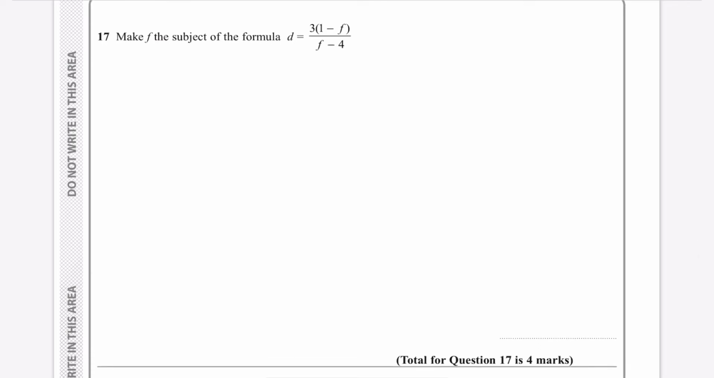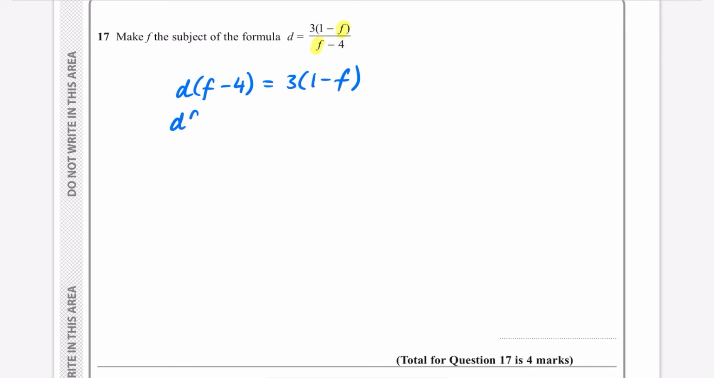So we're going to make f the subject of this formula. Now that means we want it to be an f equals kind of thing. Let's see if this is doable. To do this, I want to first of all recognize that I have two f's. So this is a very challenging kind of question. I'm going to begin by getting rid of this f minus 4 that's in the denominator, and I'm going to multiply it up so that I get d brackets f minus 4 equals 3 brackets 1 minus f.